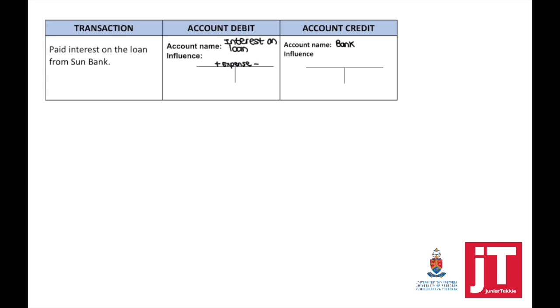It's regarded as an expense to the business, which will affect our owner's equity. If our expense increase, it will have a negative effect on the owner's equity. Bank is regarded as a current asset, which means our assets is going to decrease.